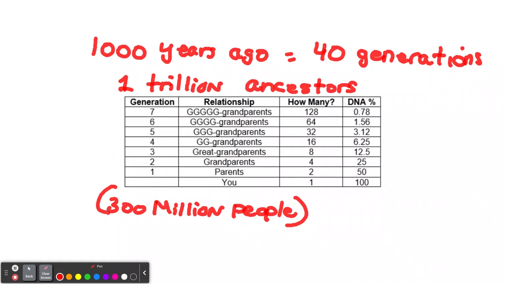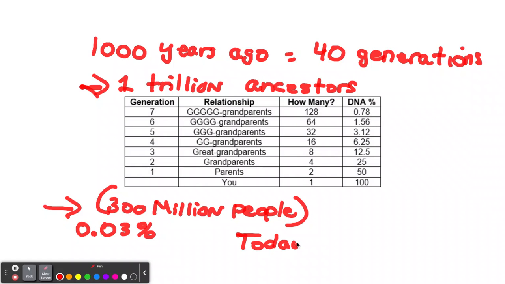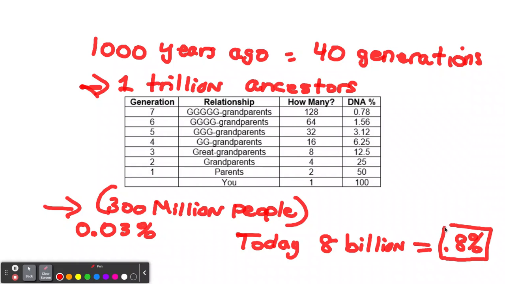So if you look at that percentage, if you're looking at 1 trillion, but yet there were only 300 million people, that percentage is 0.03%. It's not even 1%. And you think of today we have over 8 billion people, but 8 billion people, well, that's still less than 1%. It's only 0.8% of the population of the assumed ancestors.